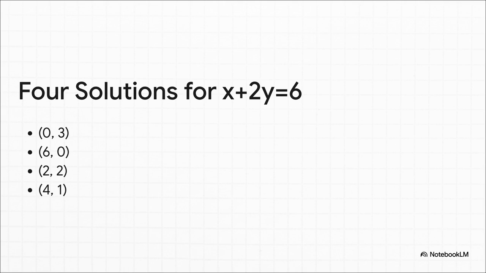Let's just check a couple more. What if we say x is 2? Then we have 2 plus 2y equals 6. That means 2y equals 4, so y equals 2. The pair (2, 2) works. What if x is 4? Then 4 plus 2y equals 6. So 2y equals 2, which means y equals 1. And the pair (4, 1) also works. So there you go. We found our 4 solutions.